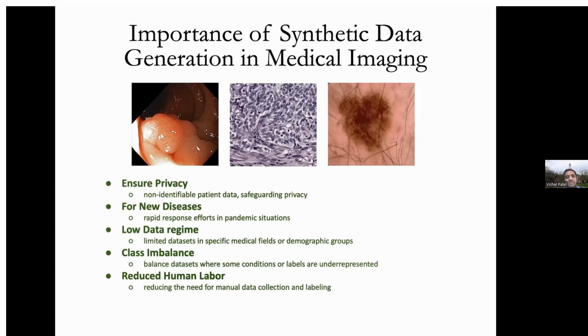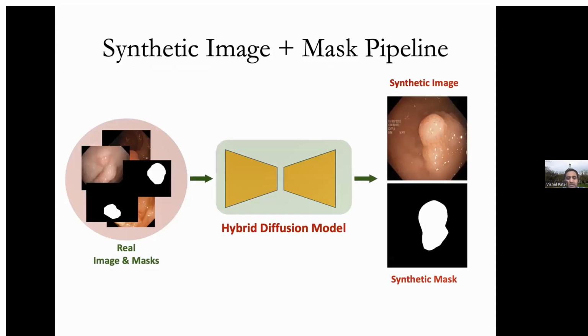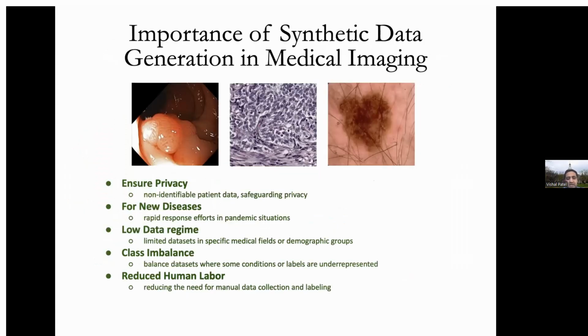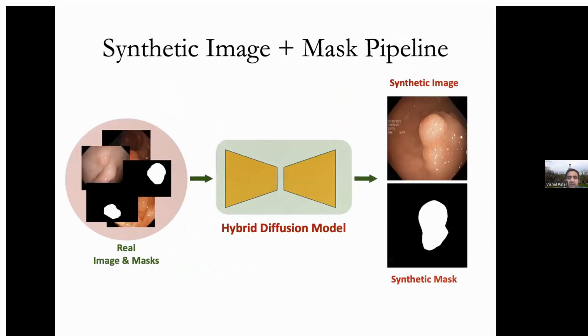And the question that we are asking is, can generative AI provide us with a way to deal with some of these issues, if not all of them, right? And this is exactly what we were trying to address. So what we did was we wanted to come up with a mechanism in which we take these publicly available data sets and come up with a diffusion-based model, which not only generates novel images, but also the corresponding mask around the region of interest.